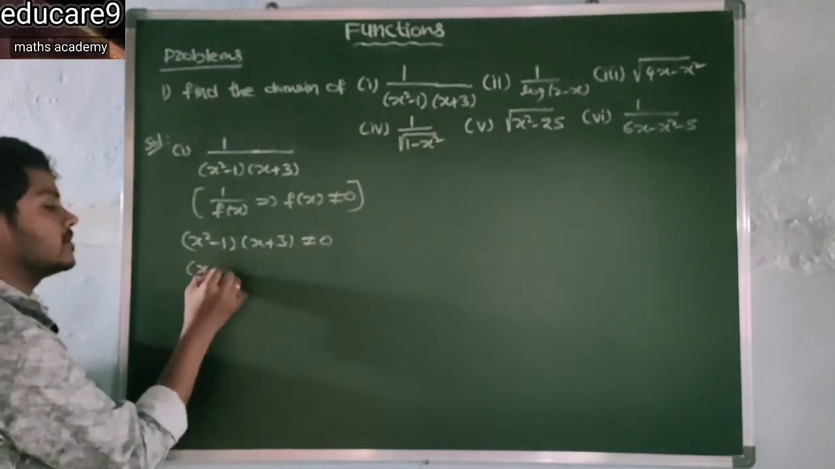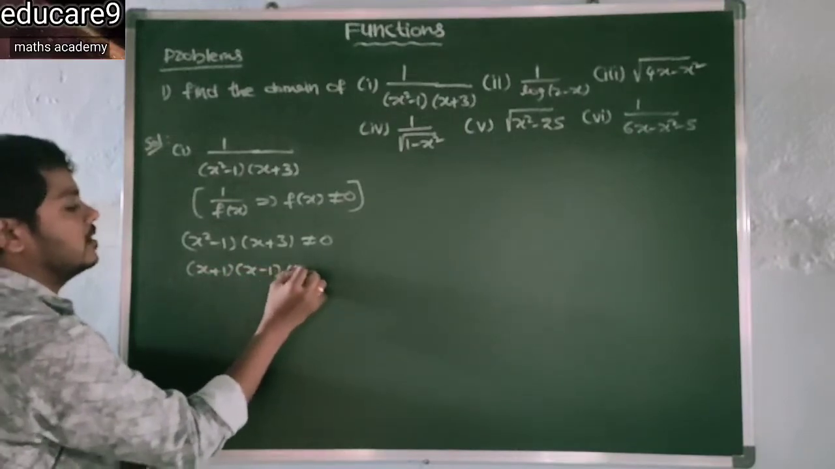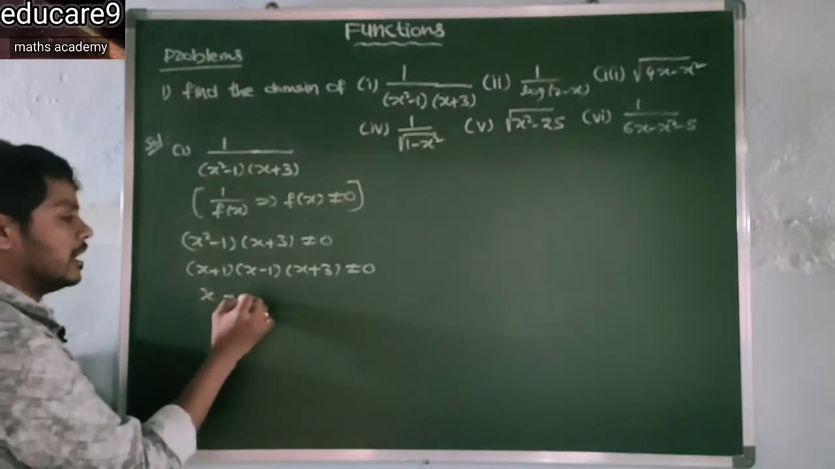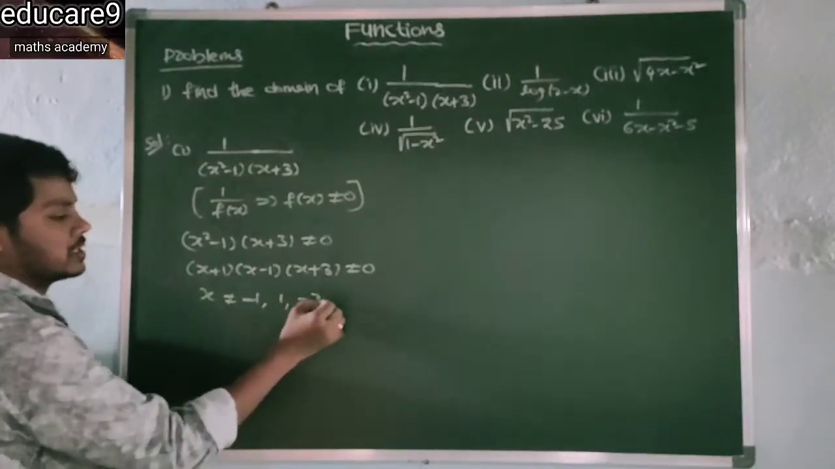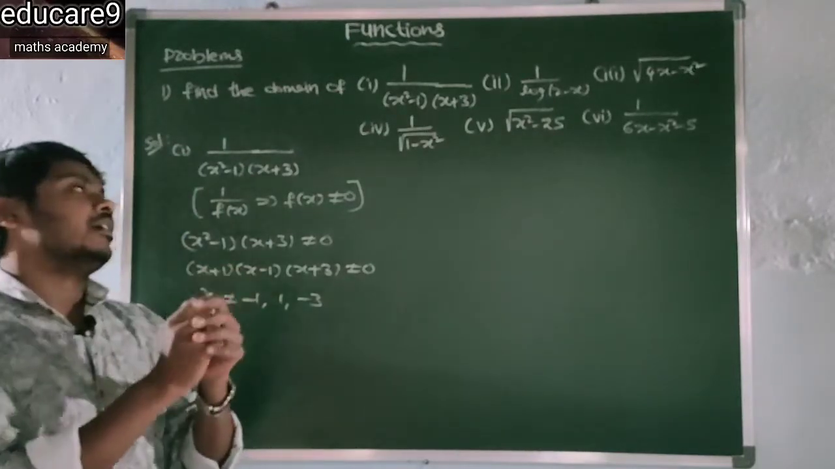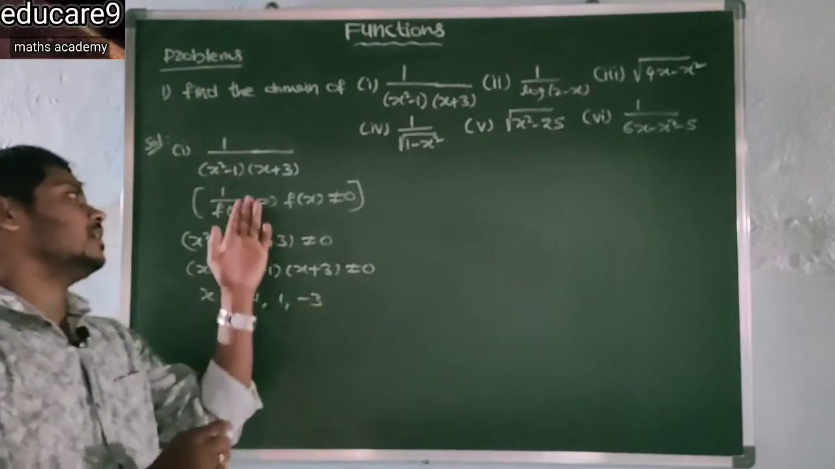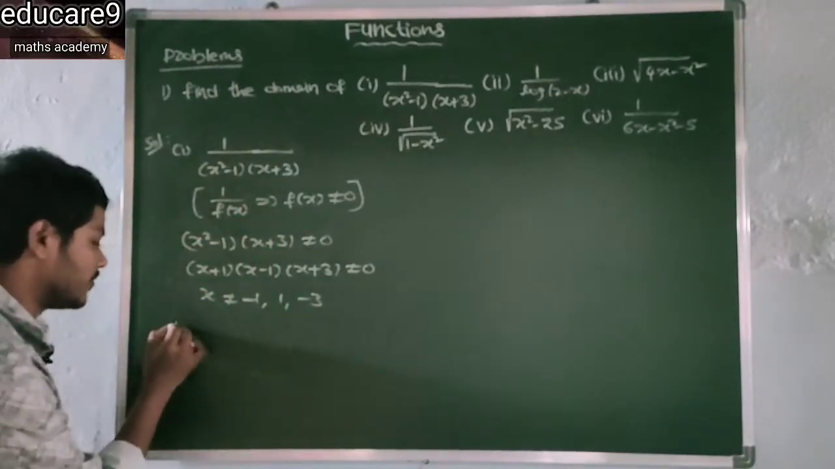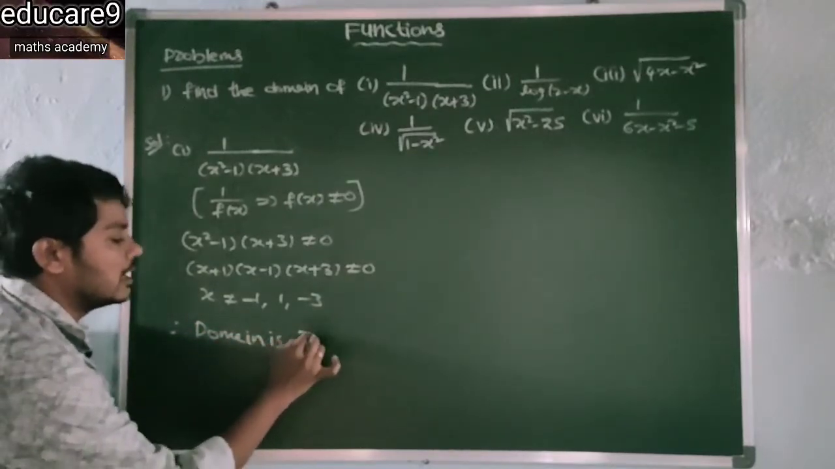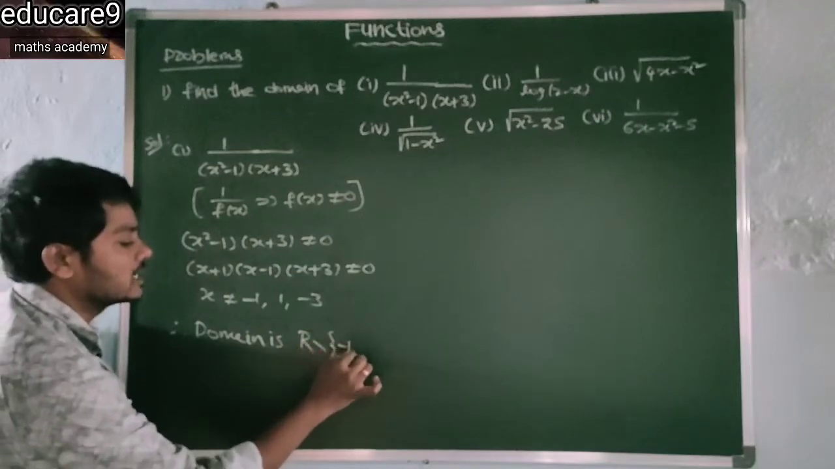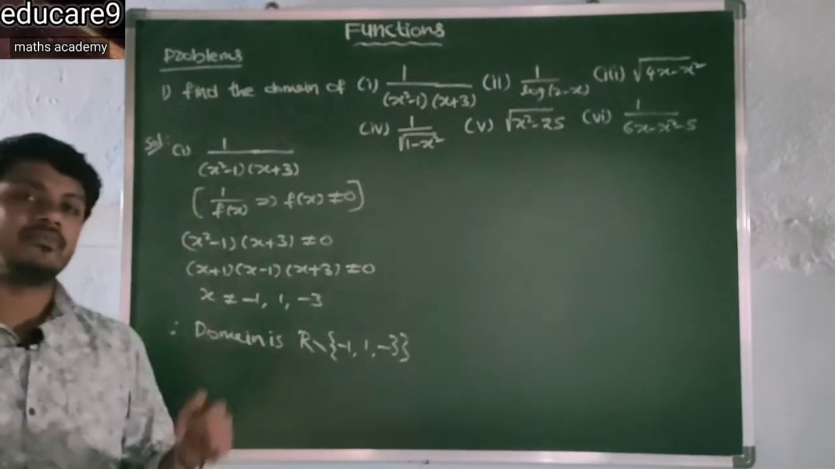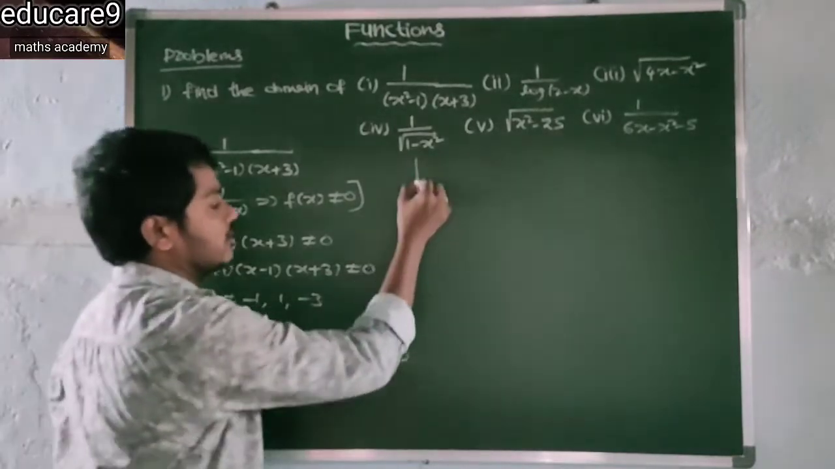So clearly x plus 1 into x minus 1 into x plus 3 is not equal to 0. So what are the x values? Not equal to minus 1, 1, minus 3. Except these values, all remaining values are satisfied for the given function. Therefore domain is R minus {1, minus 1, minus 3}. So this is the domain of the given function. Next, see the second one.